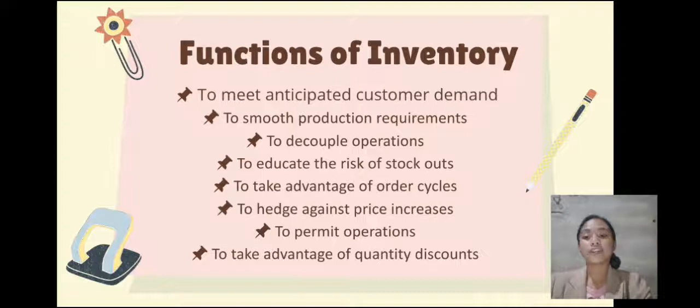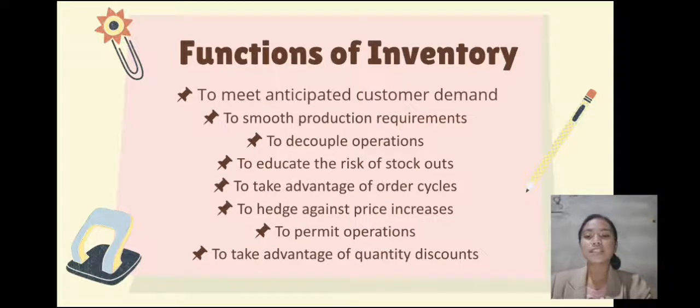Next function of inventory is to reduce the risk of stockouts. So delayed deliveries and unexpected increases in demand increase the risk of shortages. Delays can occur because of weather conditions, supplier stockouts, or deliveries of raw materials, quality problems, and so on. The risk of shortages can be reduced by holding safety stocks, which are stocks in excess of expected demand to compensate for variabilities in demand and lead time.